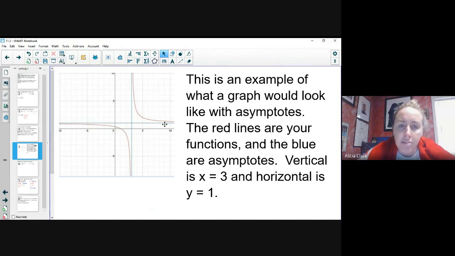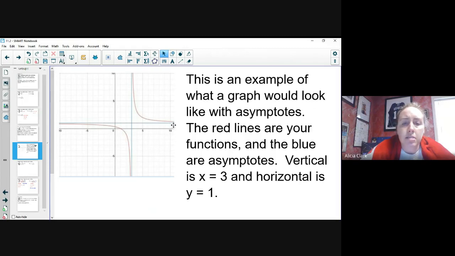So pretend like we graphed this, and these red lines right here would be like your functions. These little loopy lines right here, those are your functions. And the blue lines are your asymptotes. So this blue line right here, x equals 3, that's a line that it's getting really, really close to, up here, and again, really close to down here, but it's never going to touch that line, and it's never going to cross it.